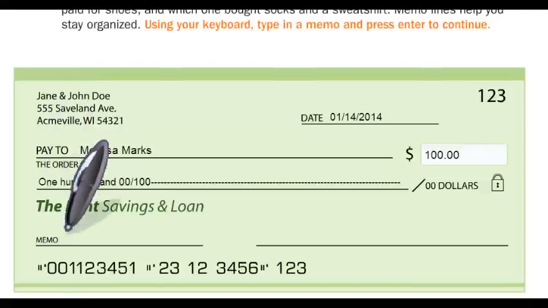The memo line is in the lower left-hand corner, and it's a reminder line. So you can write jeans on this line, for example. So if I had gone to the store and I had to pay for jeans, I could put jeans there. Also, if this was for your rent check, you might want to put rent.